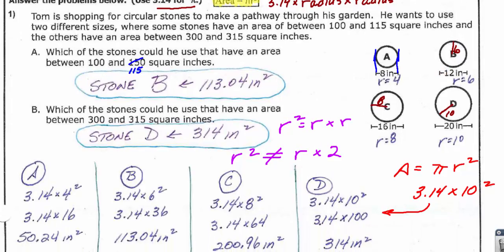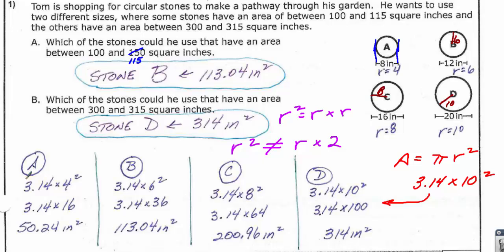So then we went through and we figured out each of the stones. Here's stone A, 3.14 times the radius, 4 squared. 4 squared is 16, 3.14 times 16, 50.24 inches squared. And we did that for each of the stones. So we got down to D. Here we go, D, the radius was 10, so we have 3.14 times 10 squared, which is 3.14 times 100, or 314.